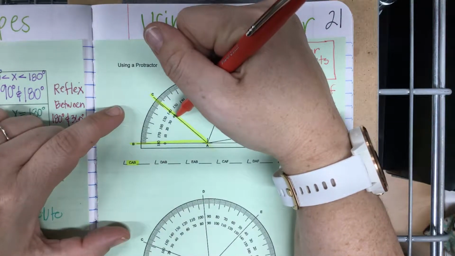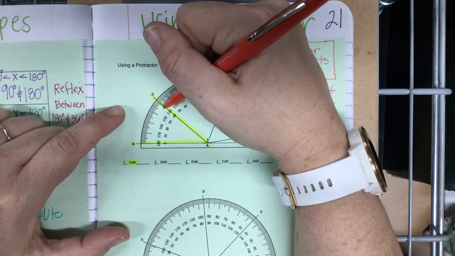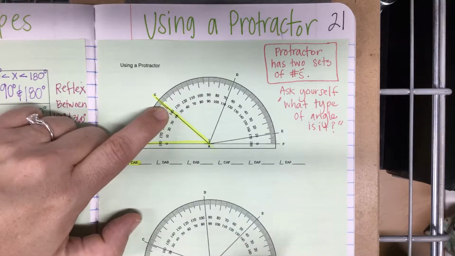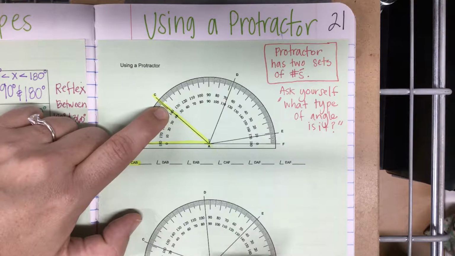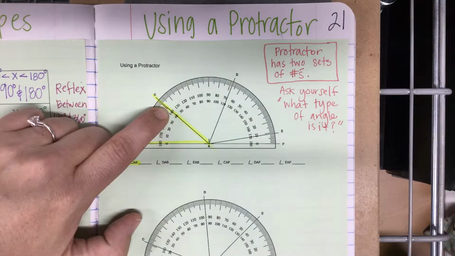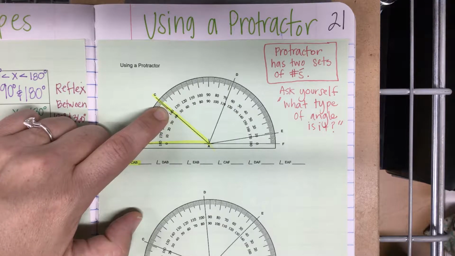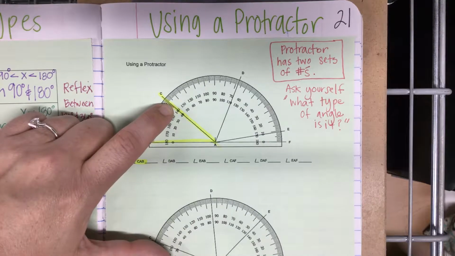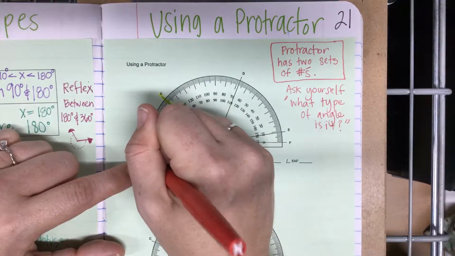Now, this big tick mark right there is 40. Is it on the 40? Does the line that I highlighted sit on top of that longer hash mark? No, it's one above it. So it's not 40 degrees. What is it? 41.